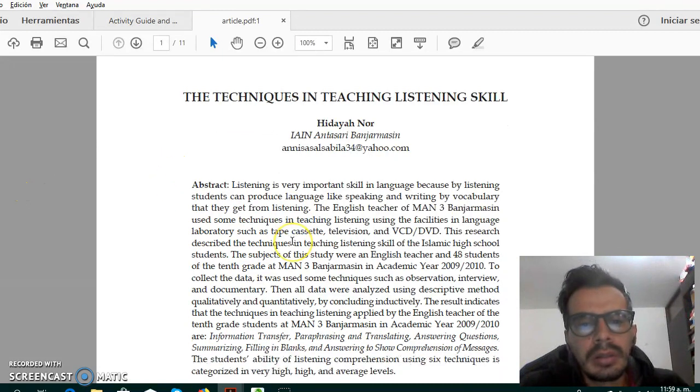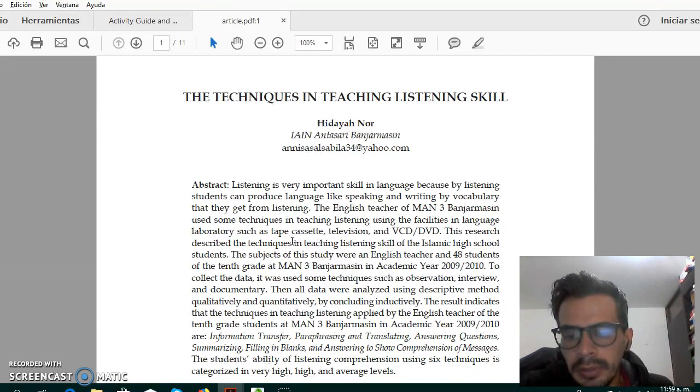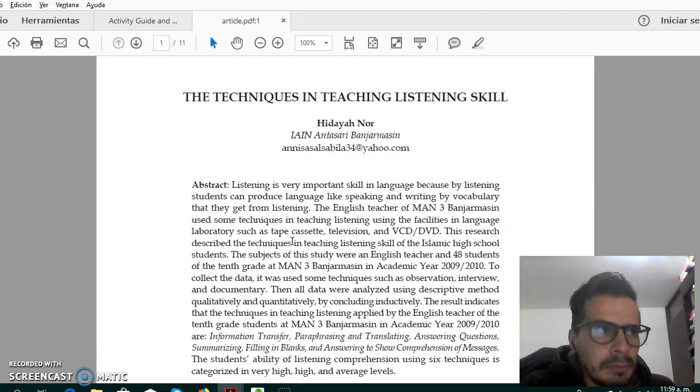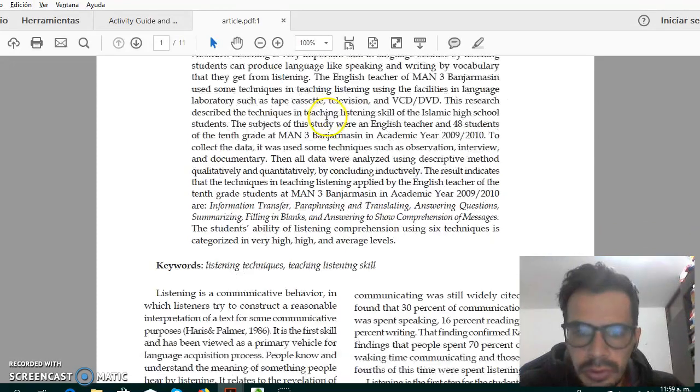First of all, the writer or the researcher started to explain about the importance and the prevalence of listening skill, and how this ability can affect other abilities such as speaking and writing. This is the first step in this research.